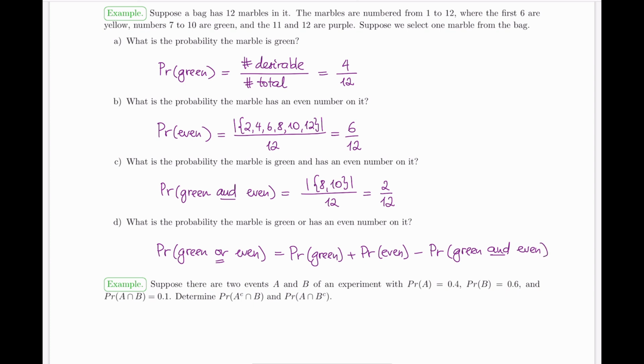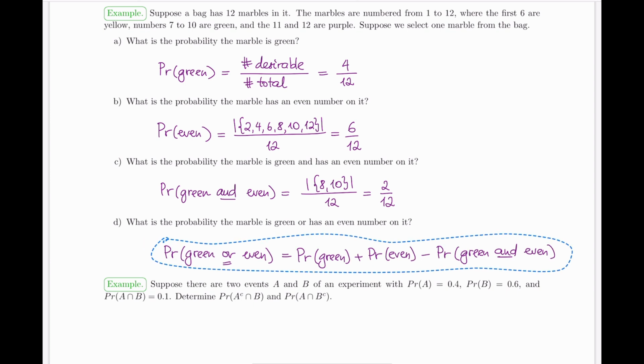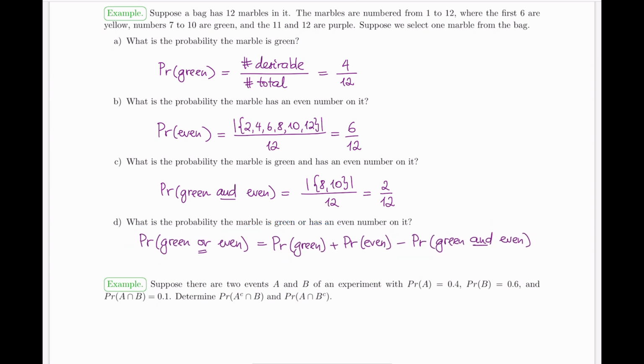Now notice that I know that this is going to be a useful thing to calculate here because I already have all the pieces in this formula calculated above. And so I am not going to have to do any extra work, but just combine the numbers. So the probability that the marble is green is given by part A of this question, 4 out of 12, plus the probability that it's even is given by part B of the question, 6 over 12, minus it's green and even, so 2 over 12.